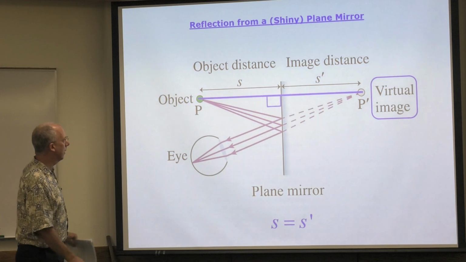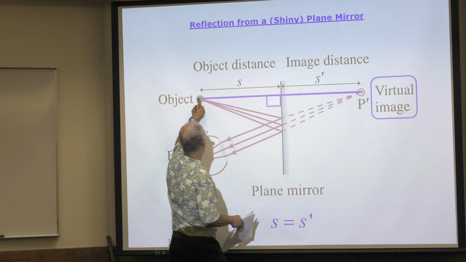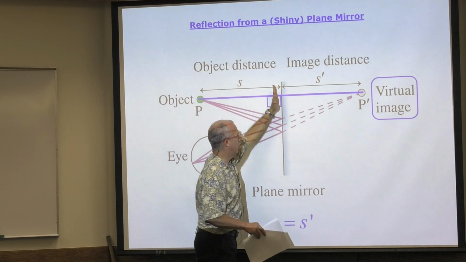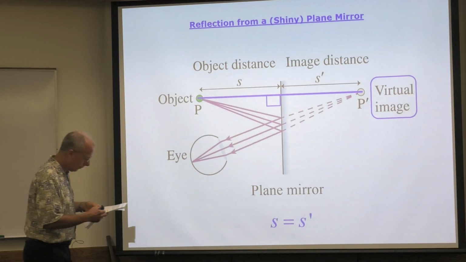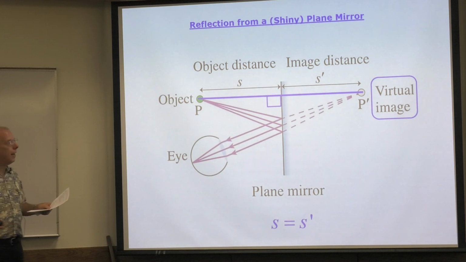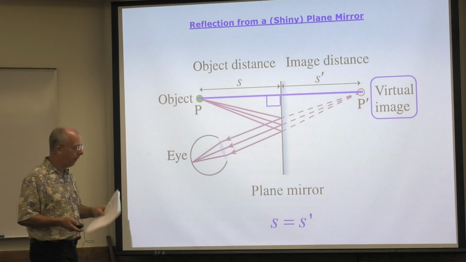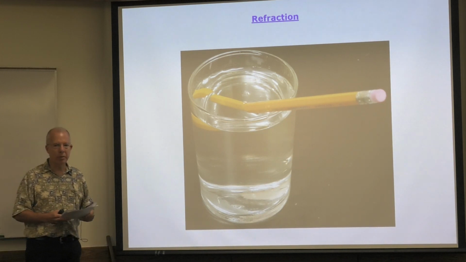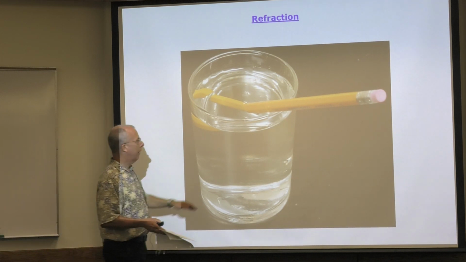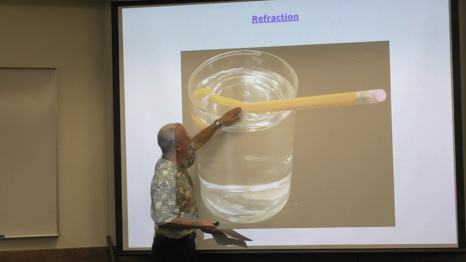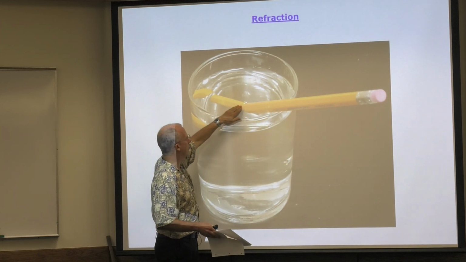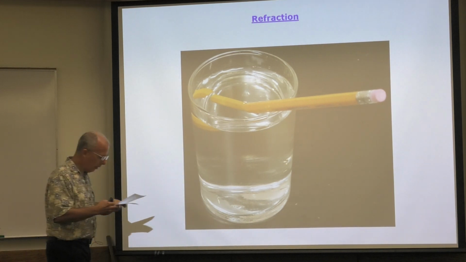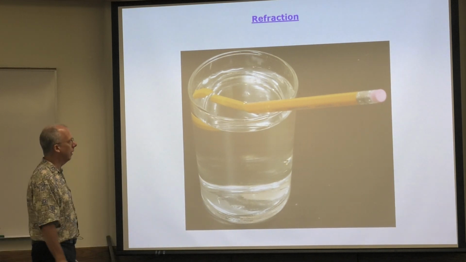The third thing, hopefully you'll notice, is that this line between the object and the image is perpendicular to the plane mirror. So that's really all there is to say about plane mirrors. Okay, next topic, refraction. I'm sure most of you are familiar with this. If you put a pencil in a beaker full of water, it looks like the pencil is bent when it hits the water. Well, what's the deal with that? Well, that's what we're going to talk about now.